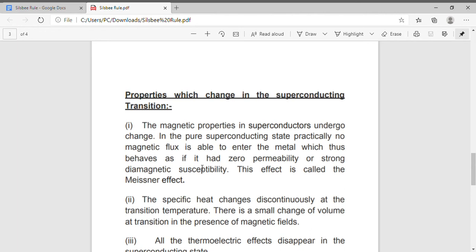So we have that in a pure superconducting state, no magnetic flux is able to enter the metal. And we have proved that it will have zero permeability, or we can say that it will be strongly diamagnetic in nature. This effect is termed as Meissner effect.